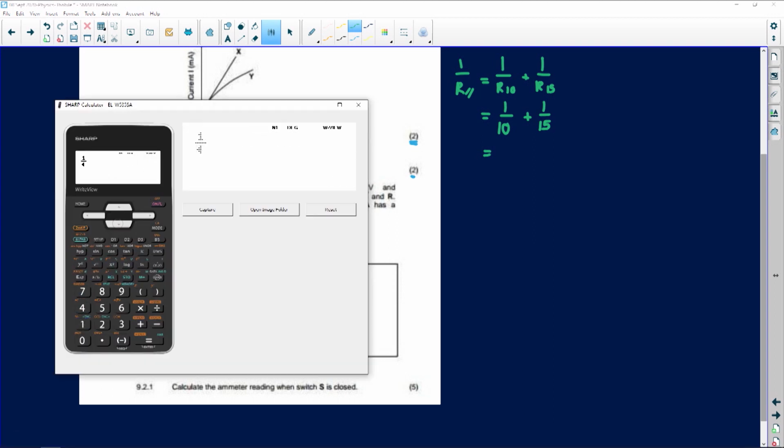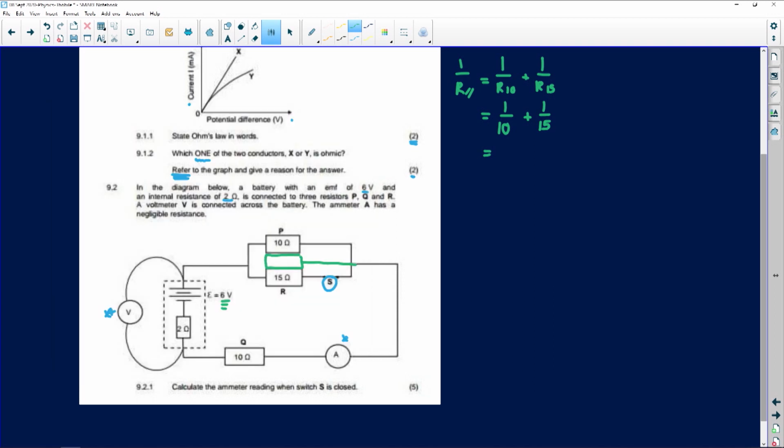I'm going to have 1 over 10 plus 1 over 15. I therefore get 1 over 6. I do the reciprocal, or the tip and tap. I say 6 over 1, which then means the resistance here is 6. Remember, the SI unit for resistance is this funny looking symbol, which we call ohms. So this is then 6 ohms.